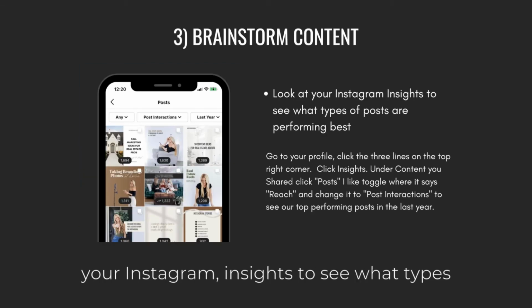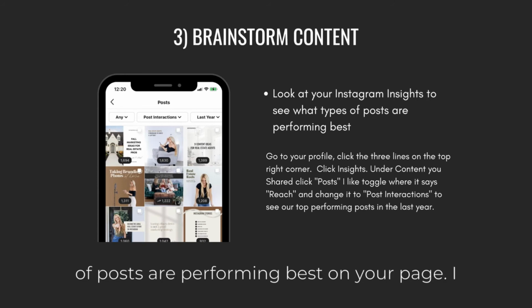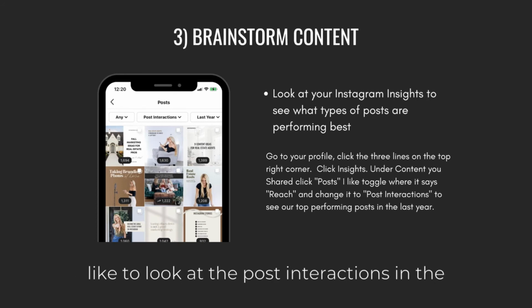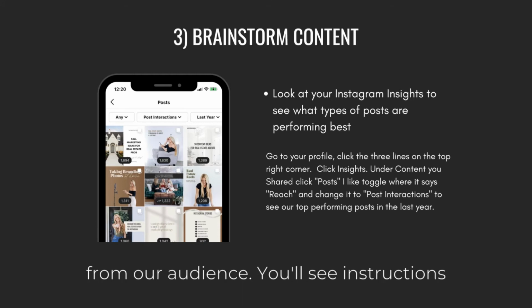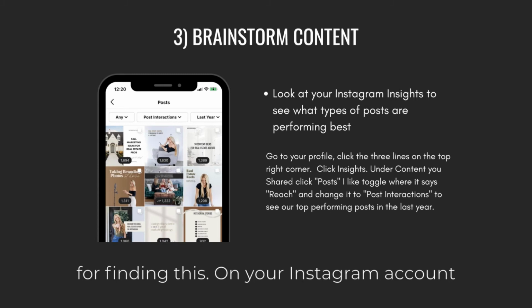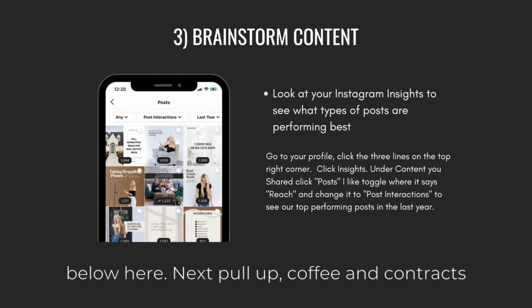First, look at your Instagram insights to see what types of posts are performing best on your page. I like to look at the post interactions in the past year to see the posts that got the most interactions from our audience. You'll see instructions for finding this on your Instagram account below here.